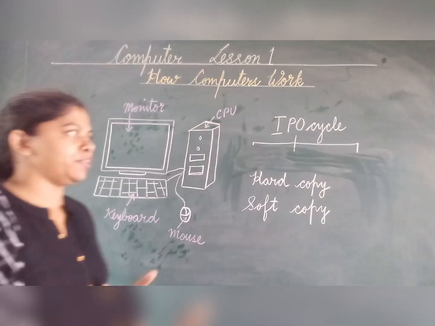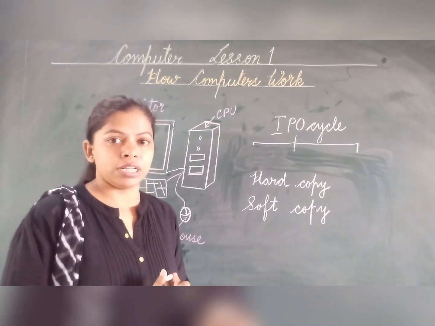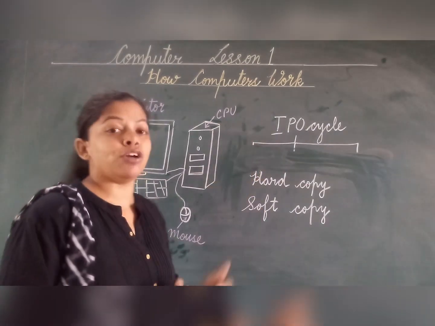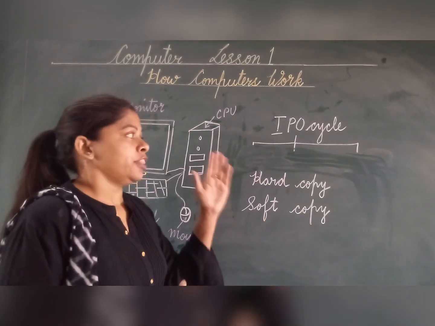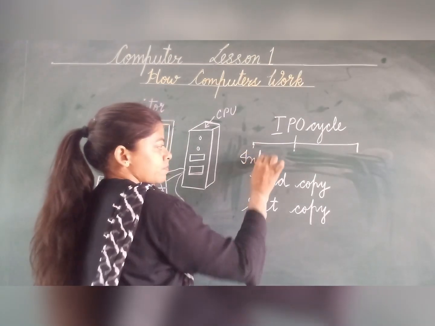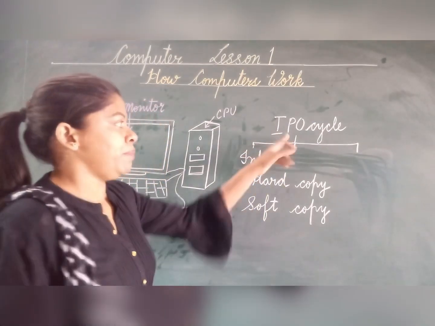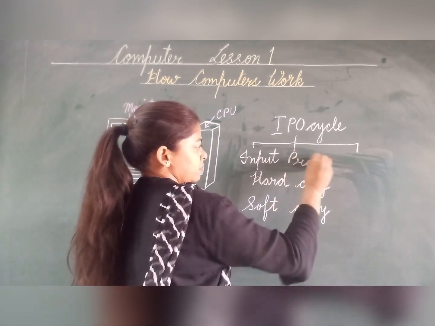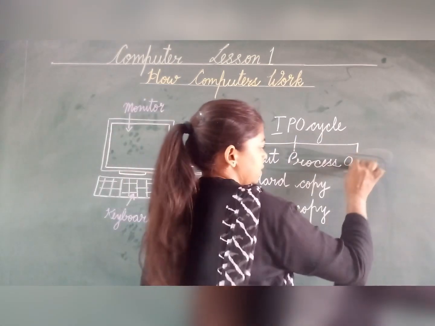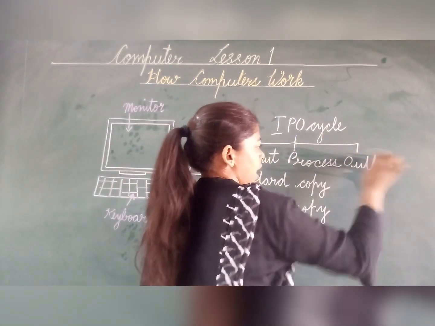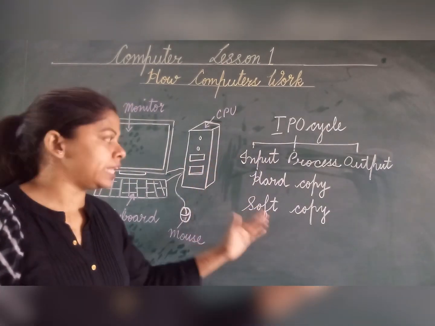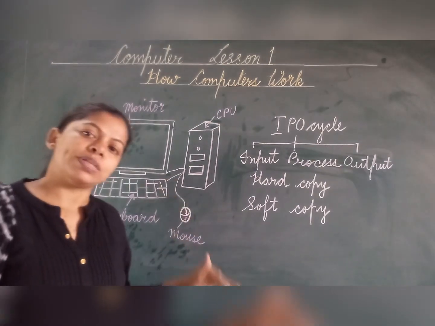Now children, in this video you will study how computers work. Computers and many more machines work on the IPO cycle. The full form of IPO is: I stands for input, P stands for process, and O stands for output. So children, a computer works on this cycle only, the input, process and output cycle. This you will study in this video.